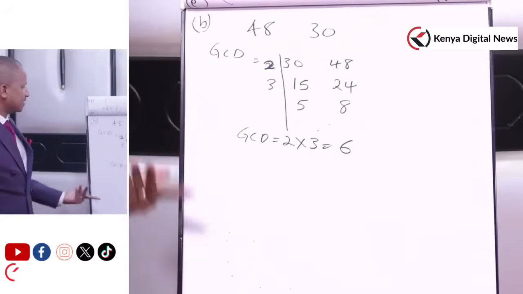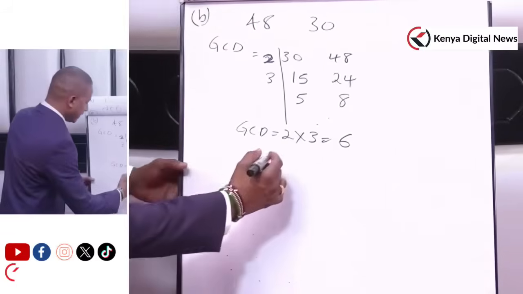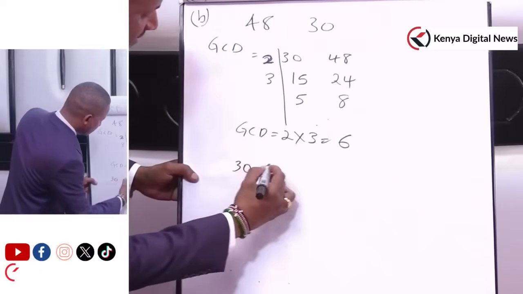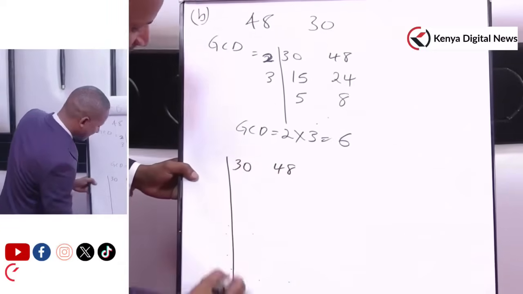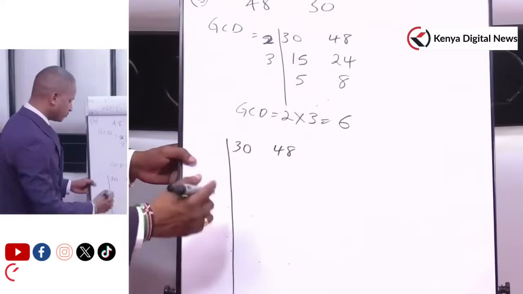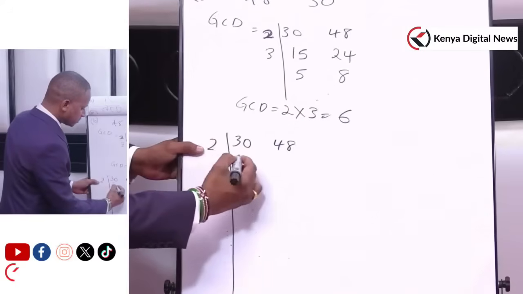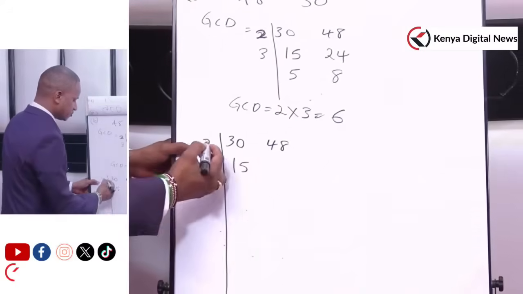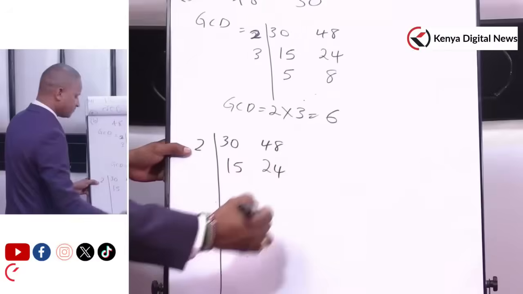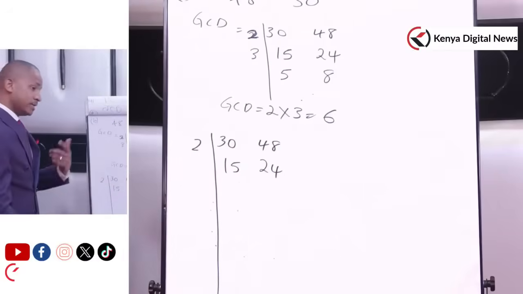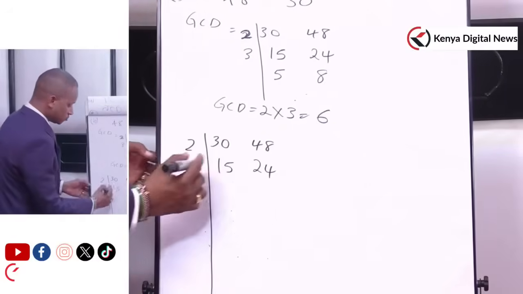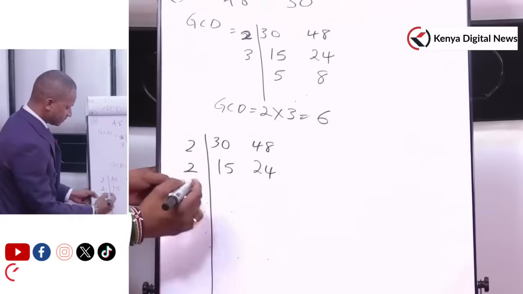What about its LCM? Now, LCM, remember, we want of 30 and 48. We want the least common multiple. We start with 2. 2 goes into 30 15 times. 2 goes into 48 24 times. Can we use 2? Yes, because 2 can go into 24. Remember, we are dealing with the least.